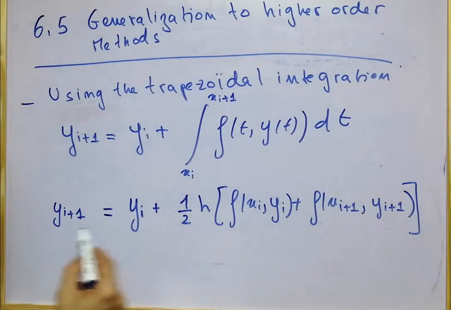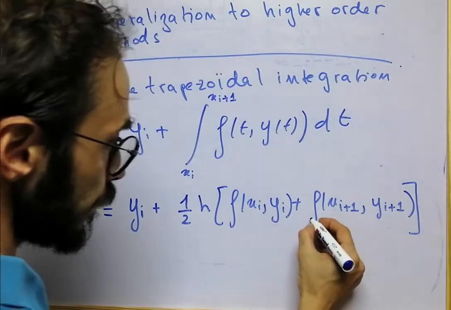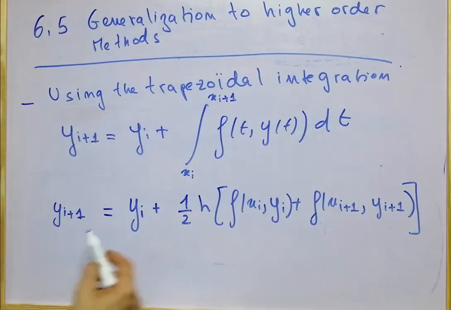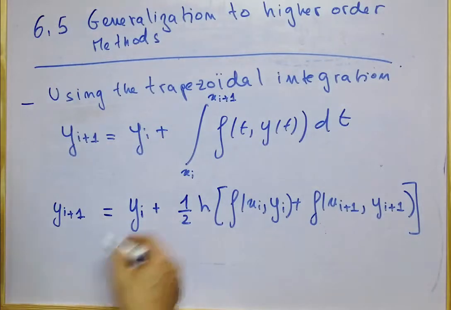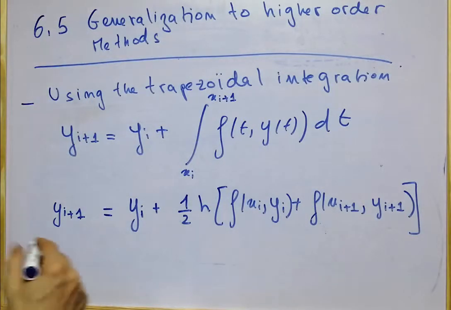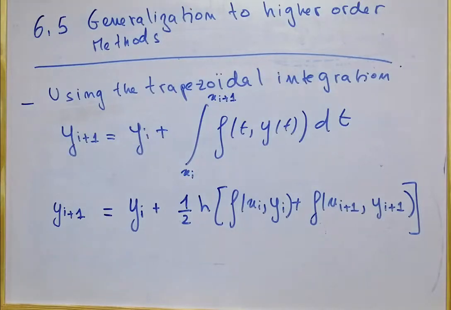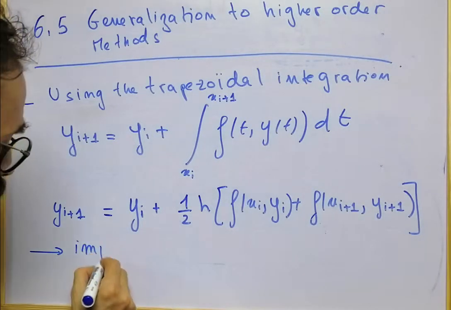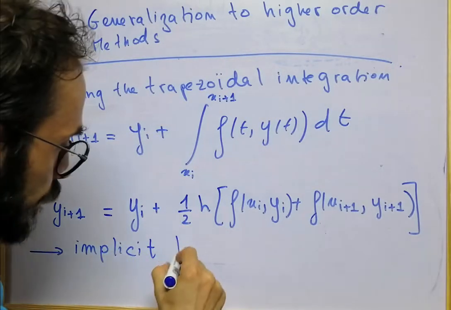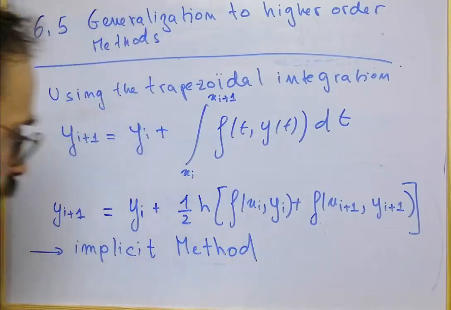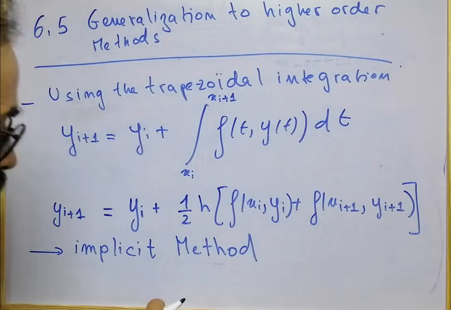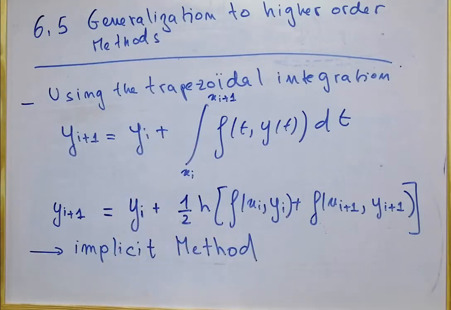Now the only problem is that if f is a nonlinear function, here it becomes a nonlinear equation, right? Because here we have yi plus 1 depending on a function of yi plus 1. So we need to solve a nonlinear equation in order to solve the problem. So this is an implicit method, and it's not so convenient to solve this problem. That's why we will see other methods that are higher order approximations but that are explicit methods, and which are called the Runge-Kutta method. We will discuss the Runge-Kutta method in the next session.